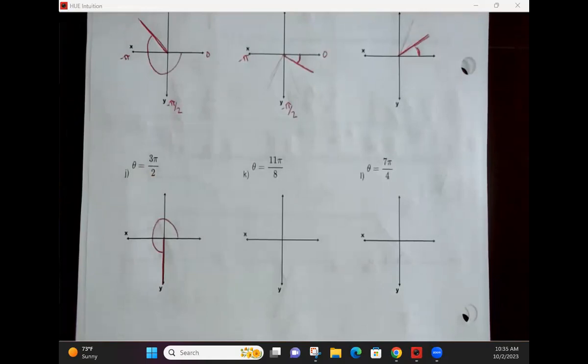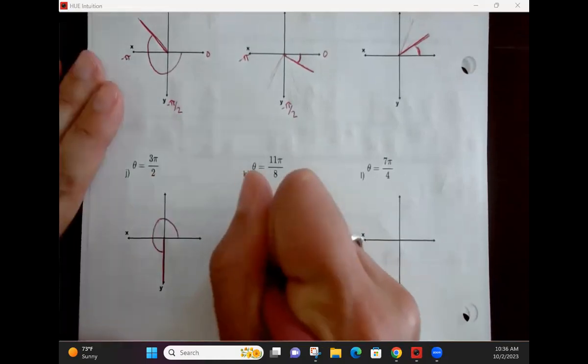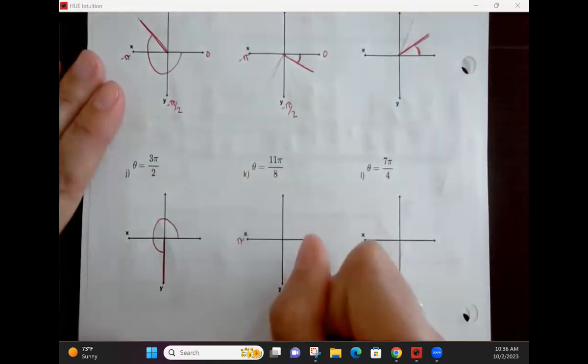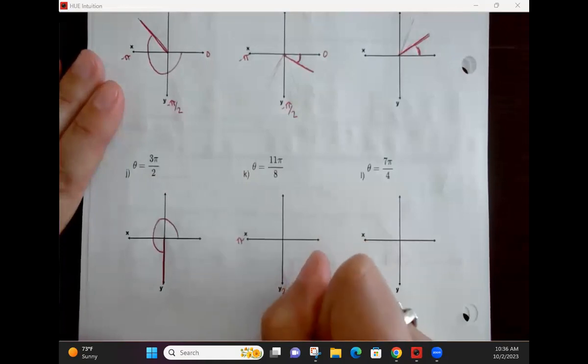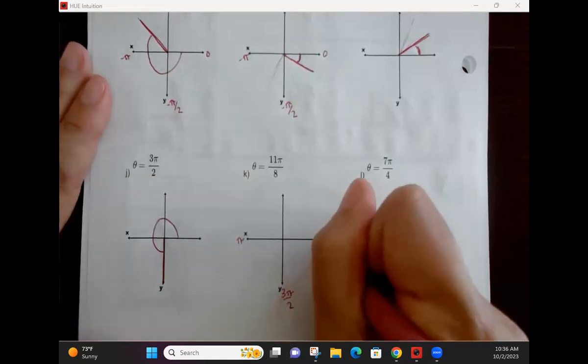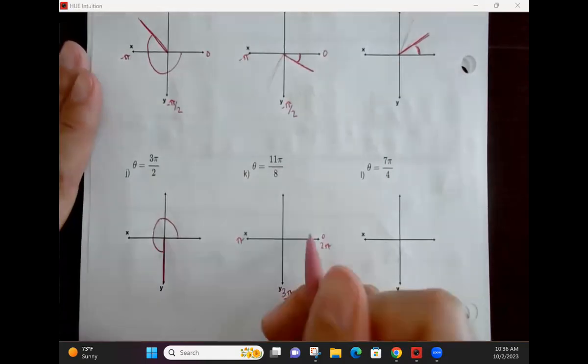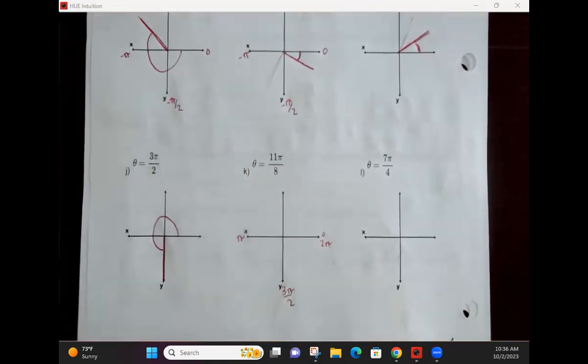11 pi over 8. Estimate for me what quadrant we think we're going to be in. Quadrant 3? It's going to be more than pi, right? Because 11 over 8 is more than 1. So it's going to be more than pi. Pi is here. This would be 3 pi over 2. And this would be 2 pi. So 0. So we should be in here somewhere. Okay. 11 pi over 8.